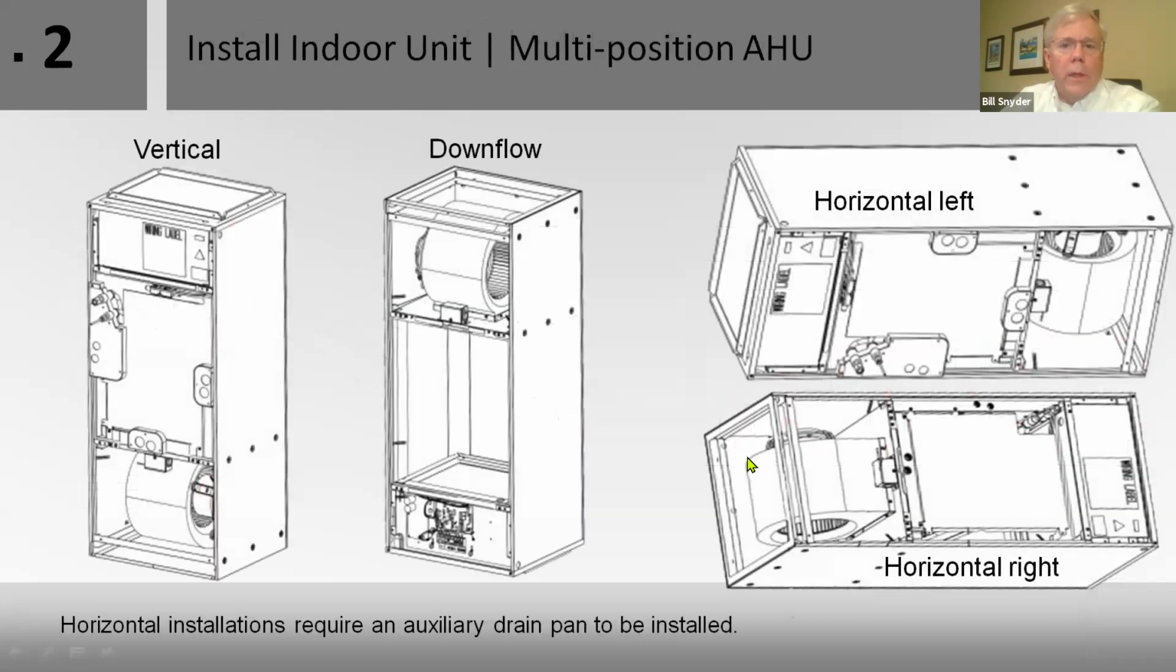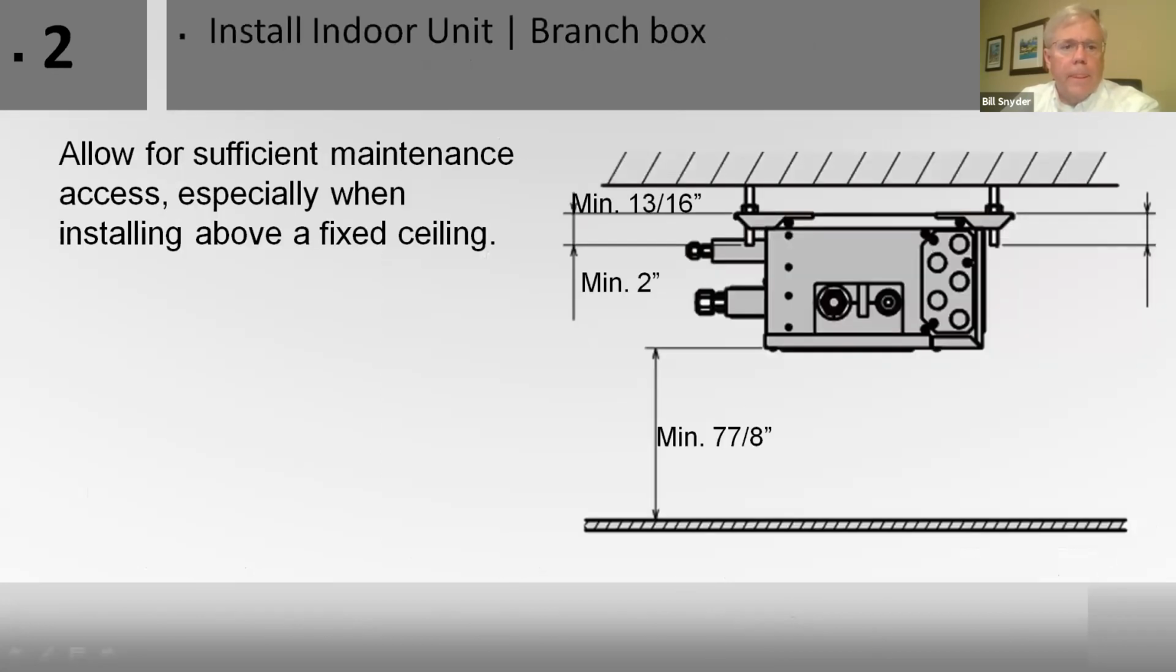The indoor multi-poise air handler can be horizontal left, horizontal right, upflow, or downflow. If you're going downflow, you remove the coil, flip the unit over, and put the coil back in. If it's above a ceiling or a horizontal application, it's required that you put an auxiliary drain pan under it.